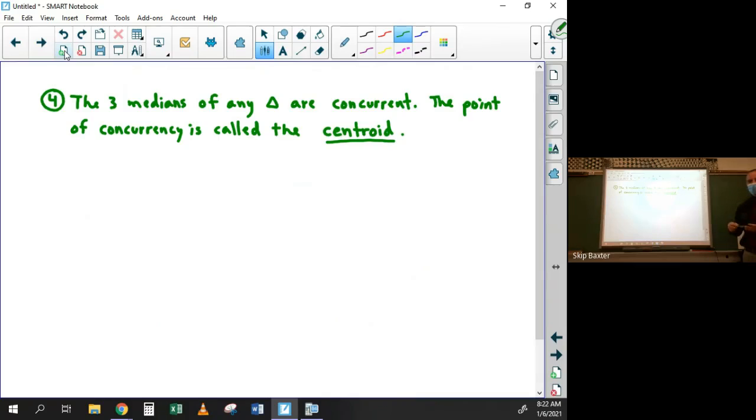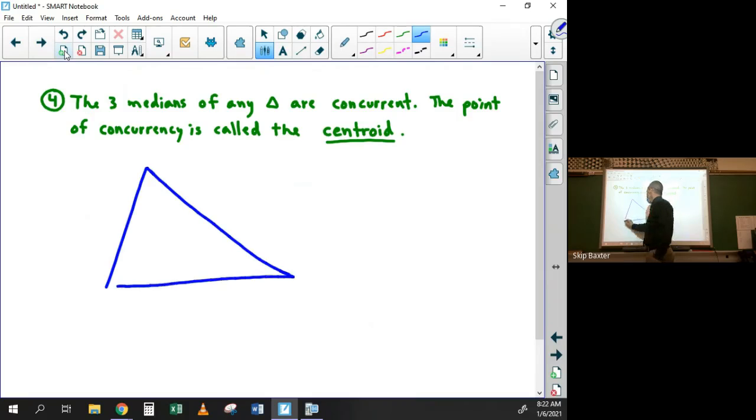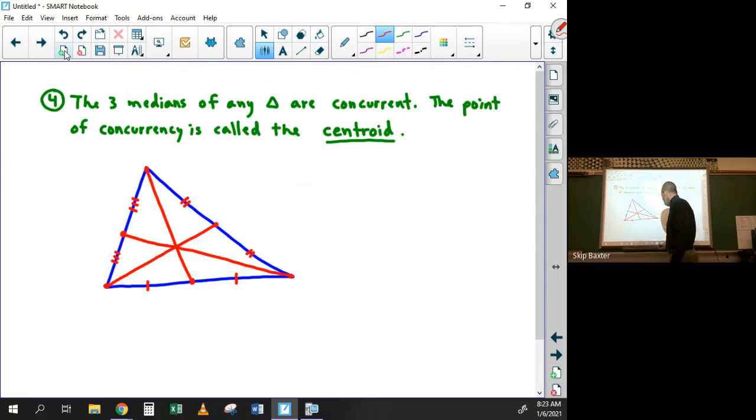Okay, so circumcenter, incenter, orthocenter, centroid. Let's draw a picture. If I have a triangle like this, and I draw the three medians, the median goes from a vertex to the midpoint of the opposite side, like that, right? From a vertex to the midpoint of the opposite side, and from the vertex to the midpoint of the opposite side. That point right there is the centroid.